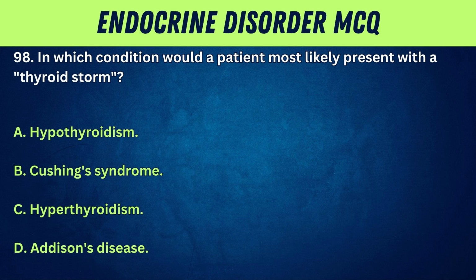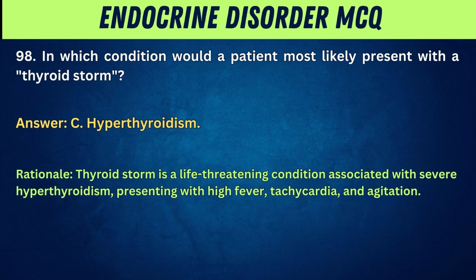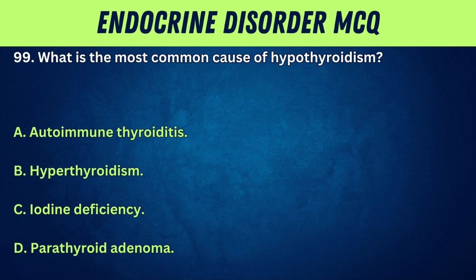A. Hypothyroidism. B. Cushing syndrome. C. Hyperthyroidism. D. Addison's disease. Answer: C. Hyperthyroidism. Rationale: Thyroid storm is a life-threatening condition associated with severe hyperthyroidism, presenting with high fever, tachycardia, and agitation. 99. What is the most common cause of hypothyroidism?